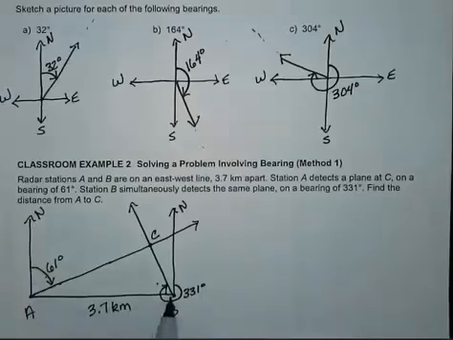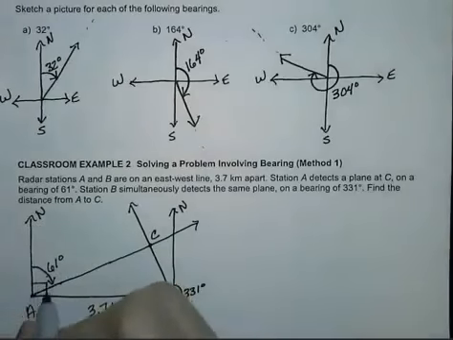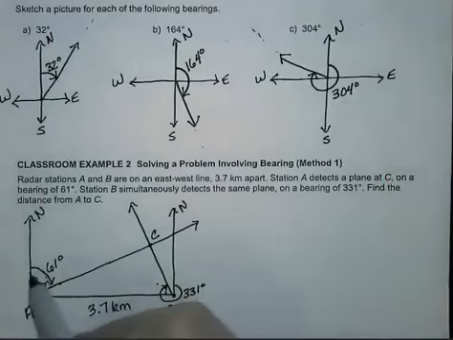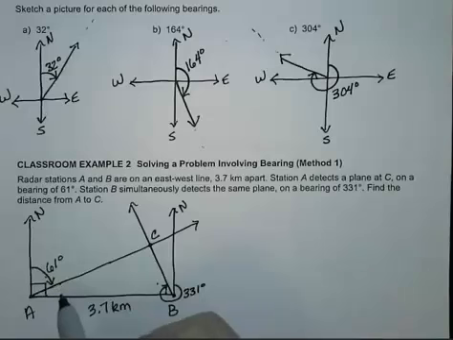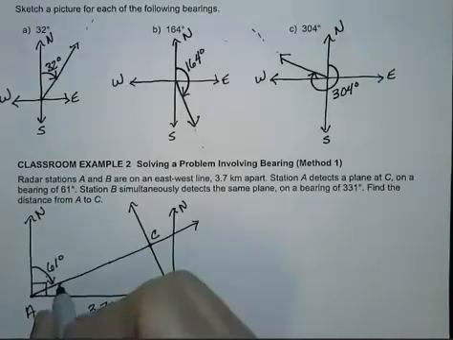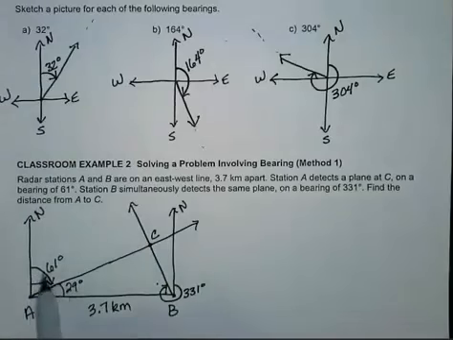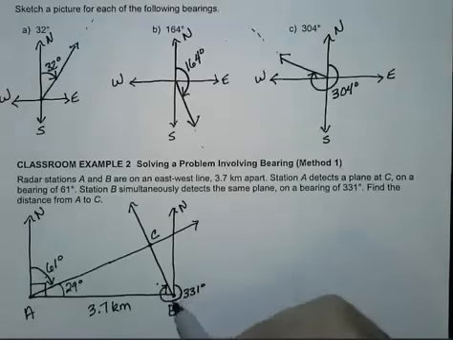Now we know that this is an east-west line, and this is due north. That means that this right here is a right angle. And we've got part of it already, 61 degrees. So this angle here would be the complementary angle to 61 degrees, and that would make it 29 degrees. 29 plus 61 adds up to 90. We can do the same with this angle over here.